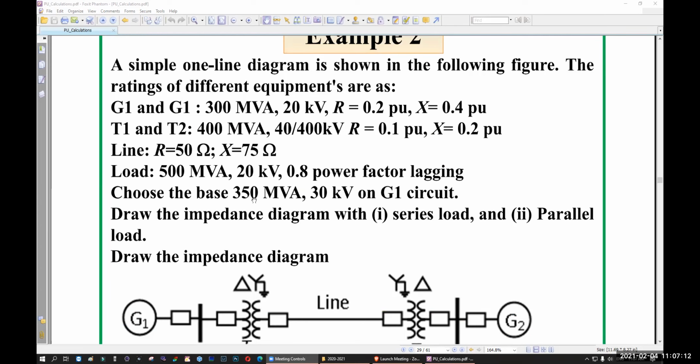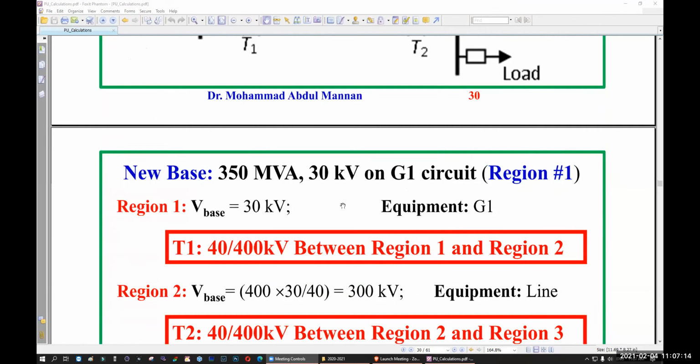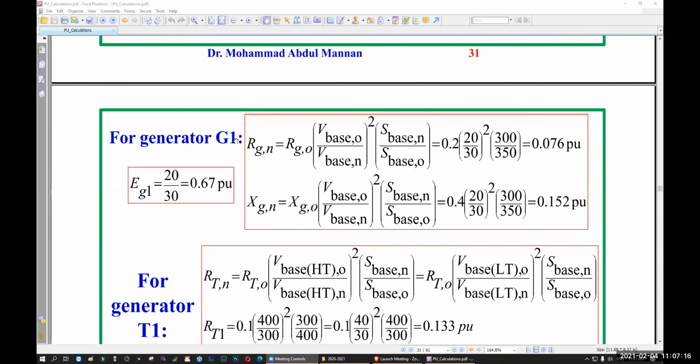320, 350 and 30, right? It's correct. So for generator 1, R G new, R G old, V base old divided by V base new. V base old was 20, V base new is 30, that's correct.